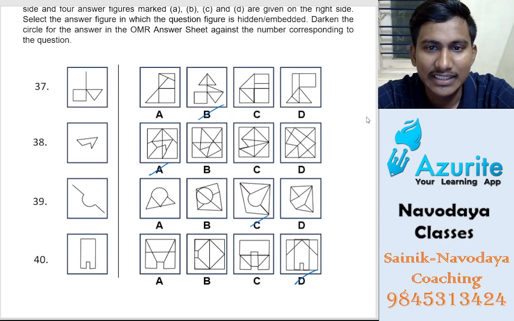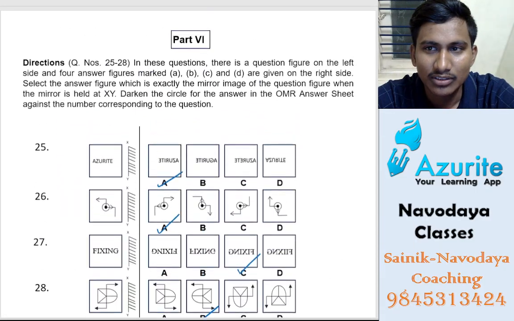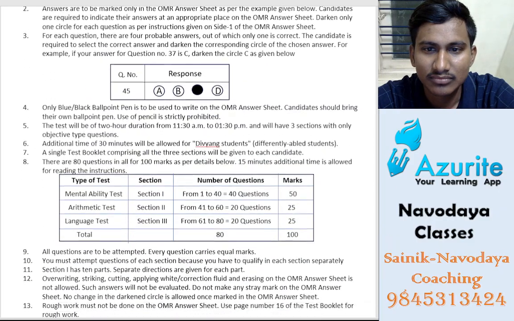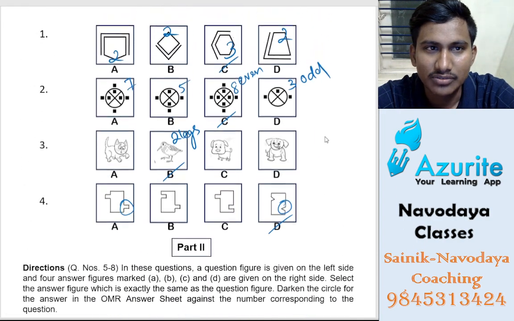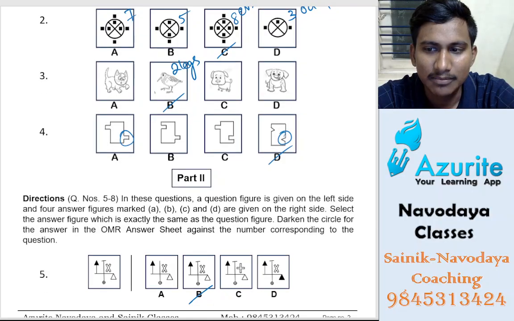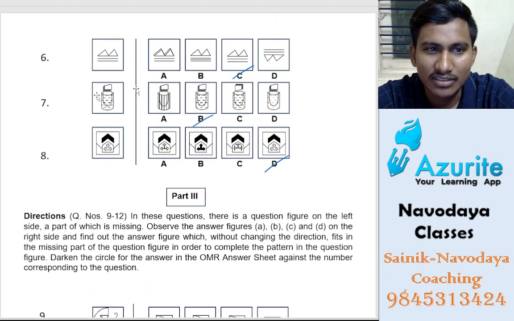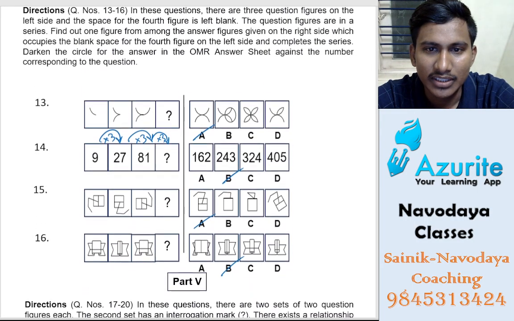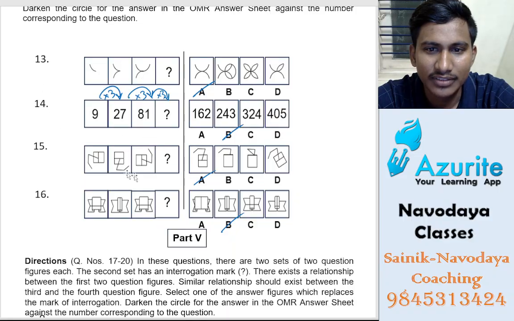So mental ability, these are the answers for 40, 39 and 37. Otherwise I will come in the proper way. So the first 4 answers are these. Next, 5th is B. 6th, 7th, 8th are C, B and D. 9th, 10th, 11th are A, B, A. Next 13th, 14th, 15th, 16th are A, B, A, B.